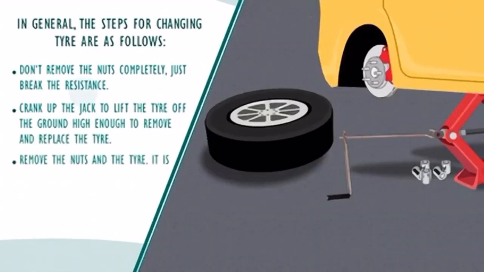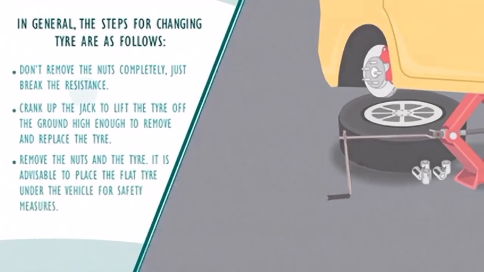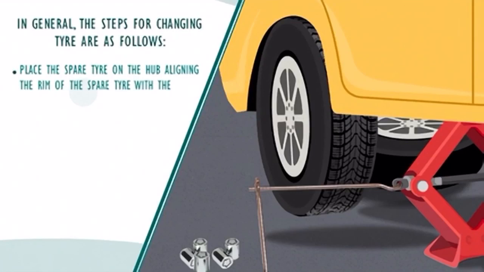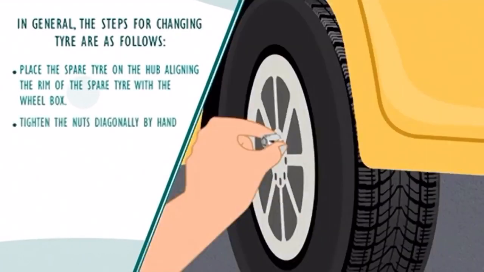Remove the nuts and the tire. It is advisable to place the flat tire under the vehicle for safety measures. Place the spare tire on the hub, aligning the rim of the spare tire with the wheel box. Tighten the nuts diagonally by hand until they are firm.